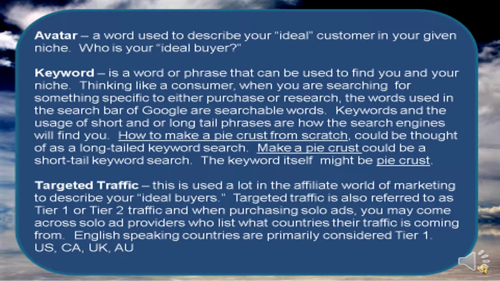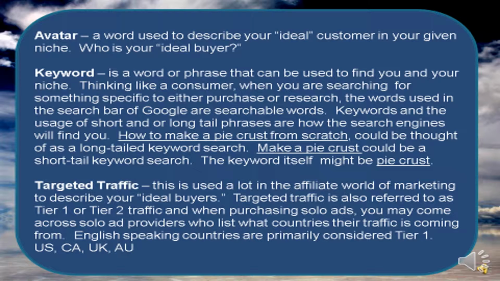This is used a lot in affiliate marketing to describe your ideal buyers. Because once you have a clear picture of who your audience is, or your ideal avatar is, that's gonna help you in targeting traffic to those particular people. And targeted traffic is also referred to as like tier 1 or tier 2 traffic.